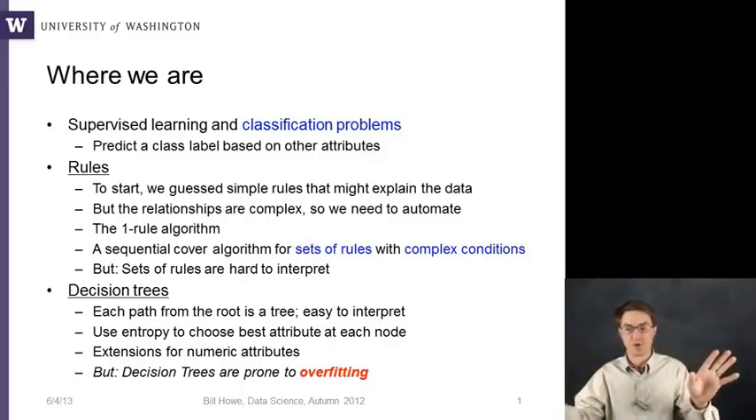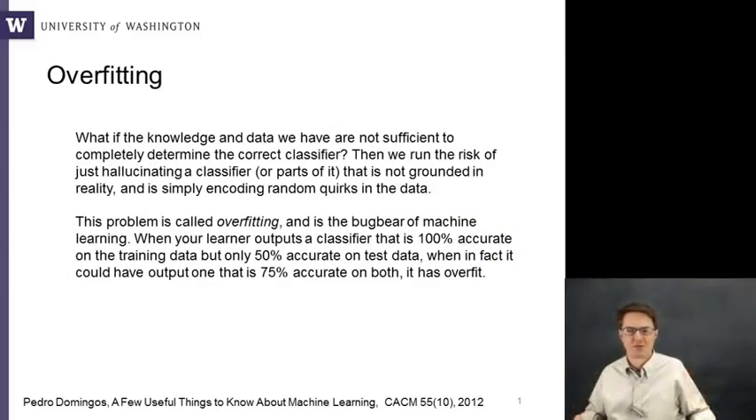Okay, so fine. So where we are now is that decision trees are potentially prone to overfitting. And so let's talk about that. This excerpt is from Pedro Domingos' 2012 CACM paper that we've mentioned before. So, what if the knowledge and data we have are not sufficient to completely determine the correct classifier? So it could be that we've designed a classifier that is responding to what he calls random quirks in the data, as opposed to sort of uncovering some kind of fundamental truth. It doesn't have any predictive power in the real world. It just sort of describes this particular data set.